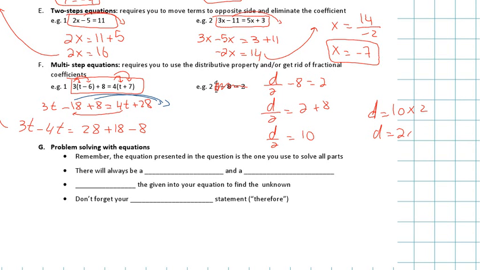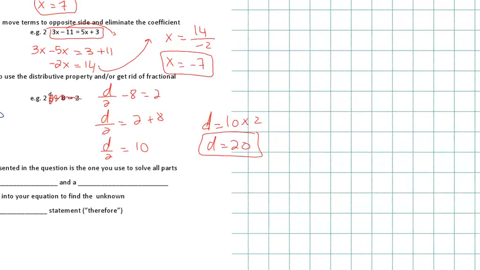Now, I'm going to do a similar question, but a little different. Okay? You're okay with that? Now, what if I have this? What if I have D minus 8, all over 2 equals 2?